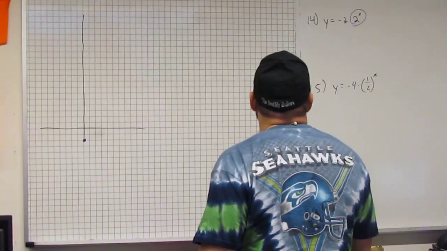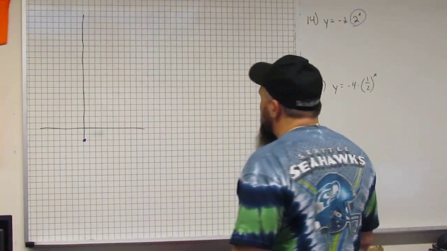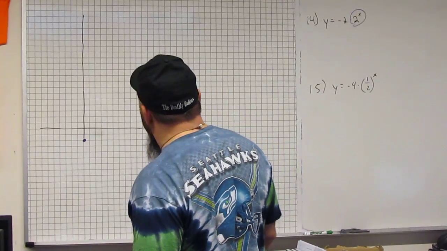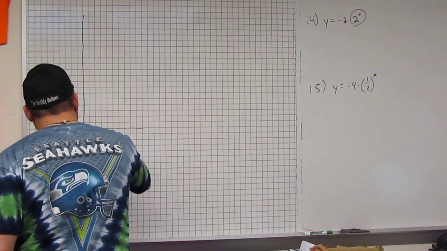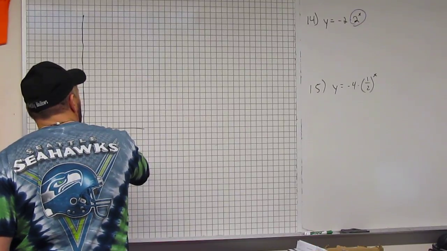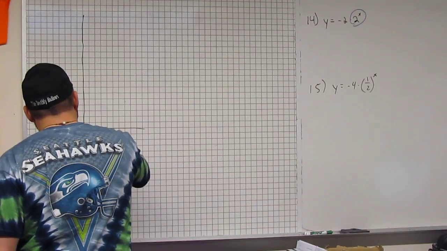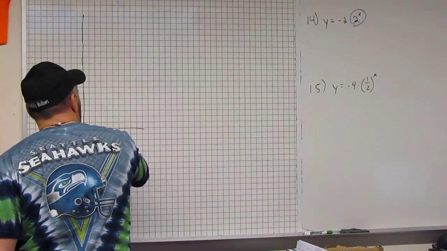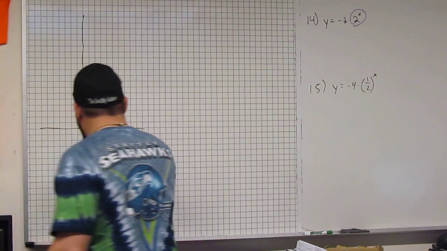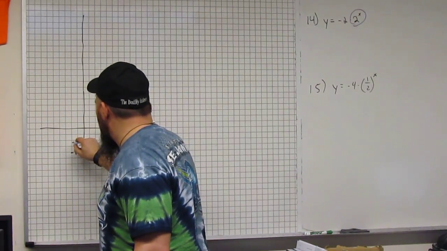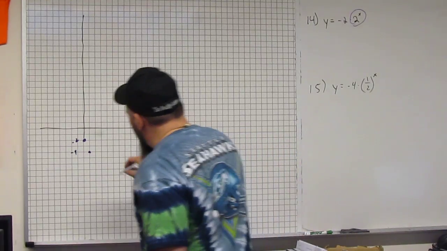And then what's going to happen when we're at 1? So 2 to the 1 is 2. 2 times negative 2 is? Negative 4. So we're going to go 1, 2, 3, 4. We have negative 4 and negative 2, right? So we see that it's going to continue to go down like this.